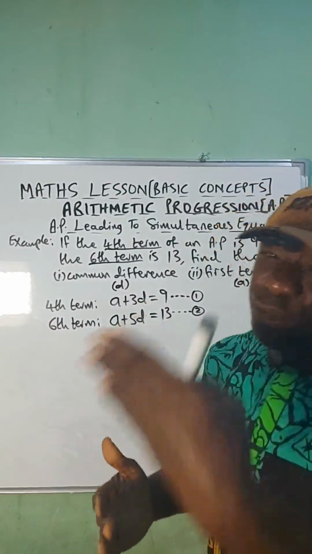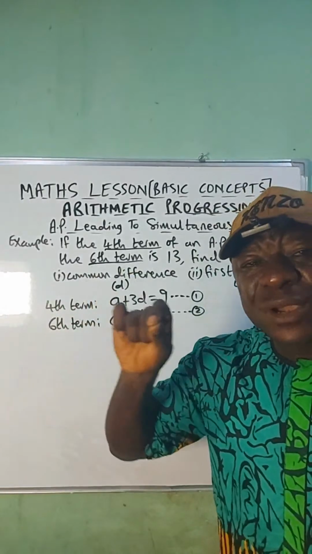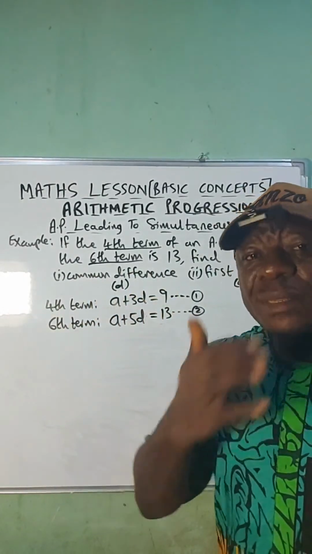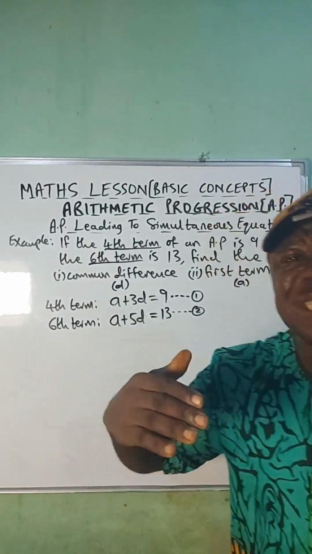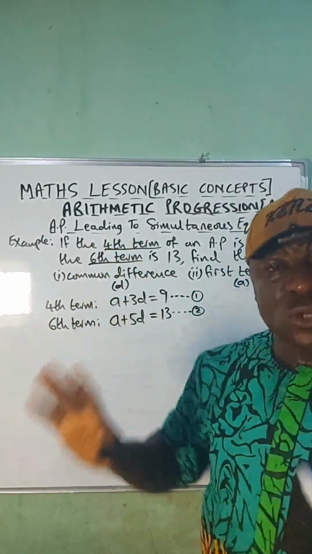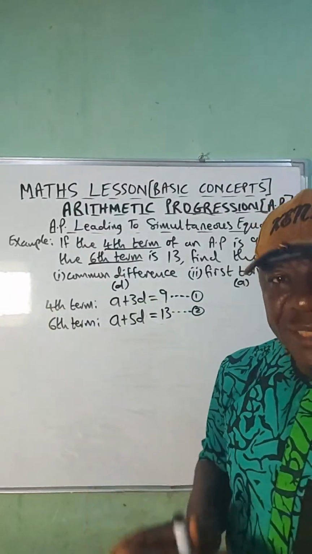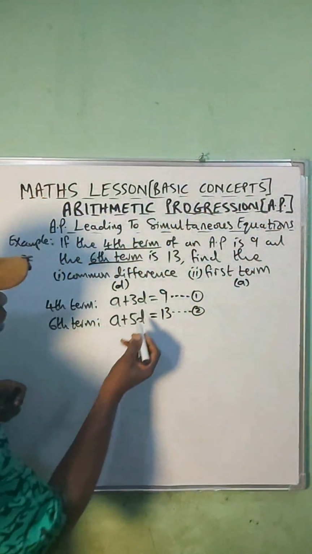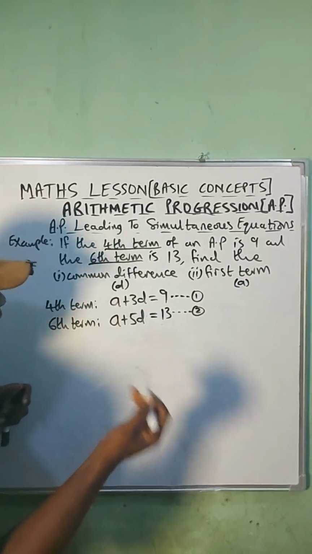We have what we call necessary and sufficient conditions. The necessary condition is that the coefficient of one of the unknowns must be the same. When it is the same, the sufficient condition is that you check the signs of those coefficients. If the signs are also the same, then you subtract. But if the signs are different, then we add. So let's look at it. Here, the coefficient of D is 3 and the coefficient of D is 5. No, I cannot eliminate D.